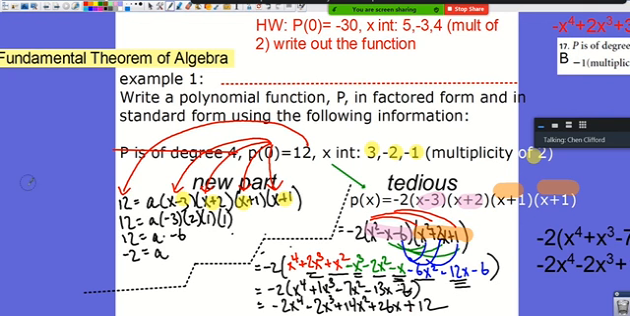So again, the only new part is just this right here on the left side. Everything else is just tedious. I want you guys to go ahead and do this one problem here.